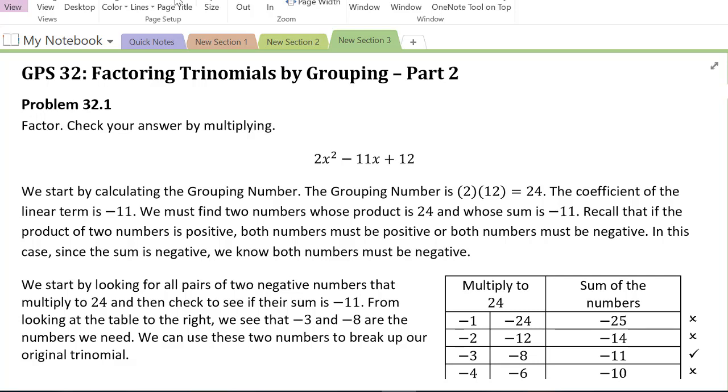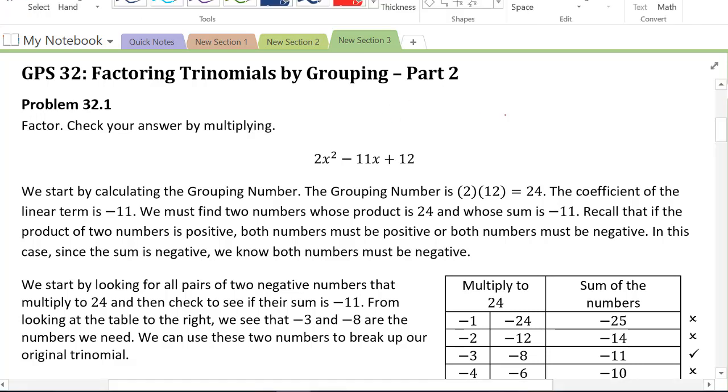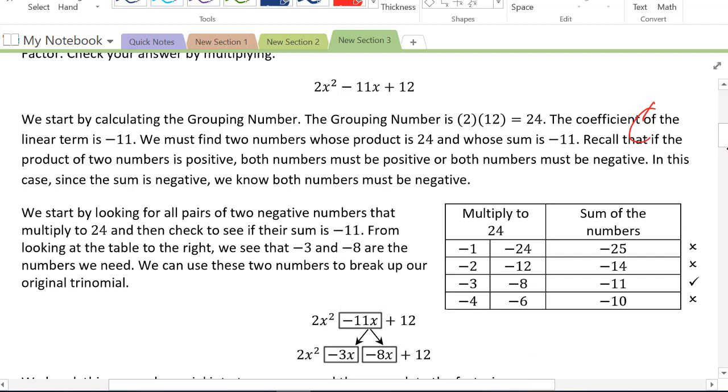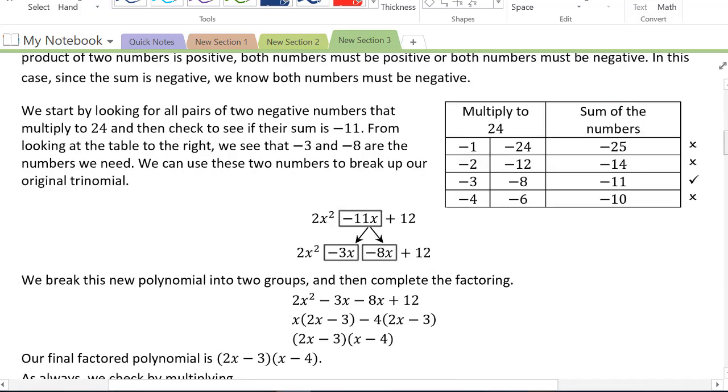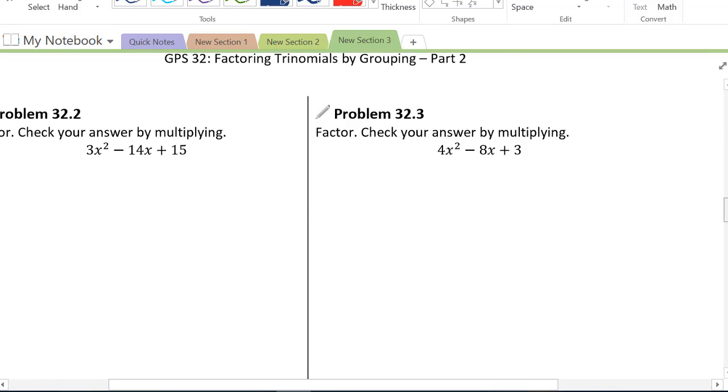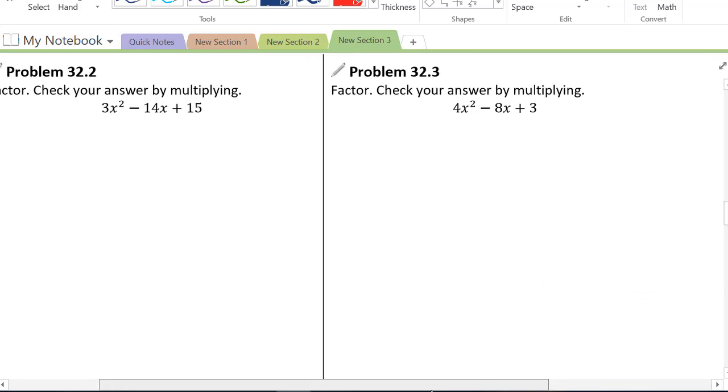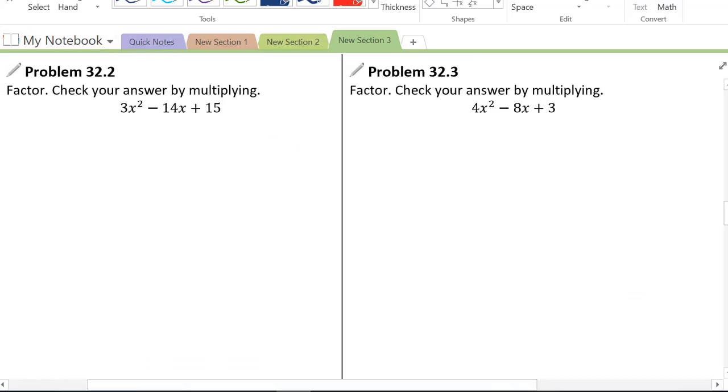Hello, class. So today we'll be looking at GPS 32, which is factoring trinomials by grouping, part 2. In this GPS, we're pretty much going to continue from the last GPS, which was factoring by grouping. And it's just more practice problems that you'll see in a few minutes. So pretty much very similar to the previous GPS, right?